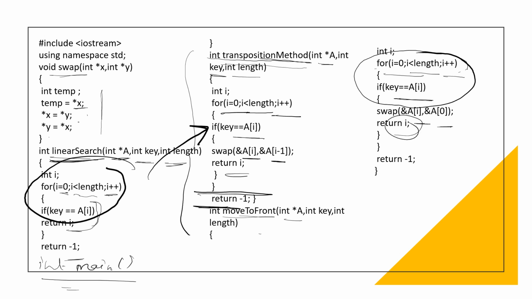So this is how you can use swapping, move to front, or the transposition method for finding out the search. These types of searches are called linear searches.